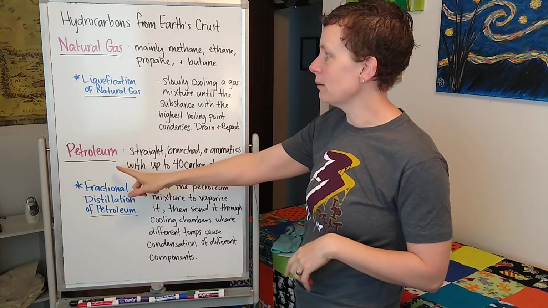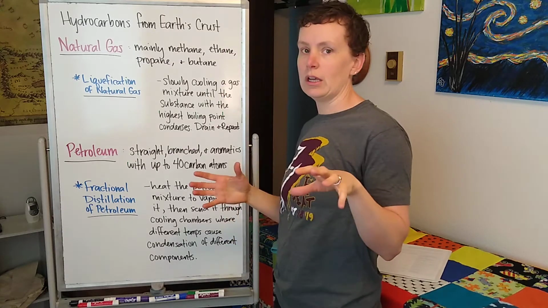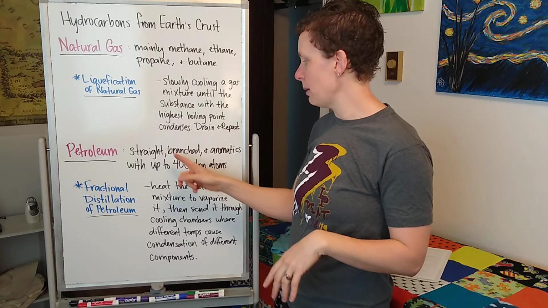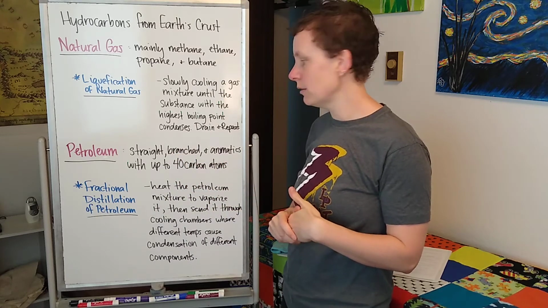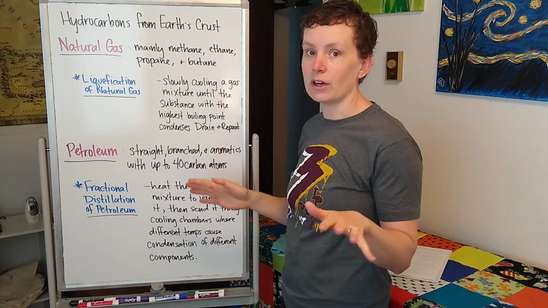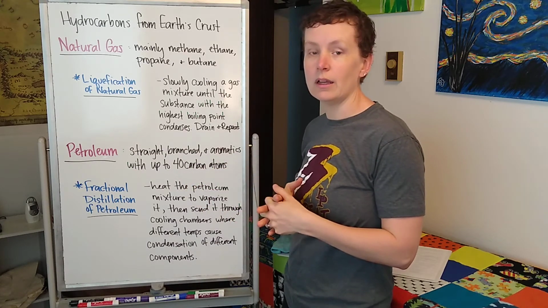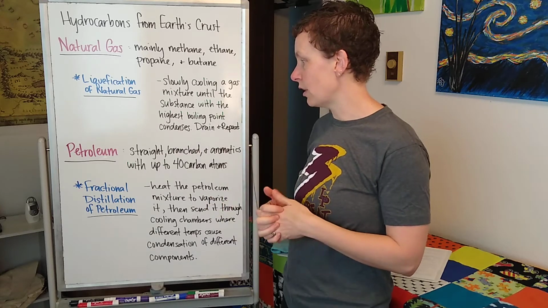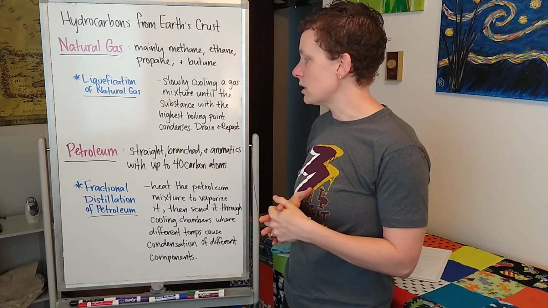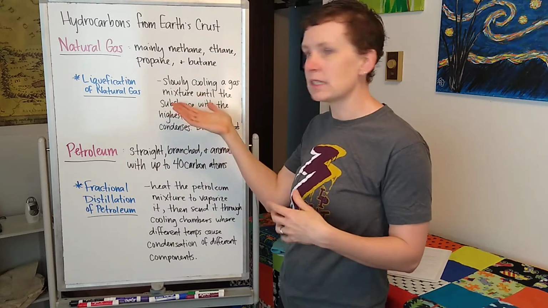All right, petroleum is our liquid form of hydrocarbons in the Earth's crust. It is a huge sludgy mixture of lots and lots of compounds. Straight, branched, and aromatic compounds, up to 40 carbon atoms. So you've got a lot of variation in what you'll find in petroleum. Okay, there's going to be other things as well, maybe a little bit of sulfur, little contaminants of other types of molecules.